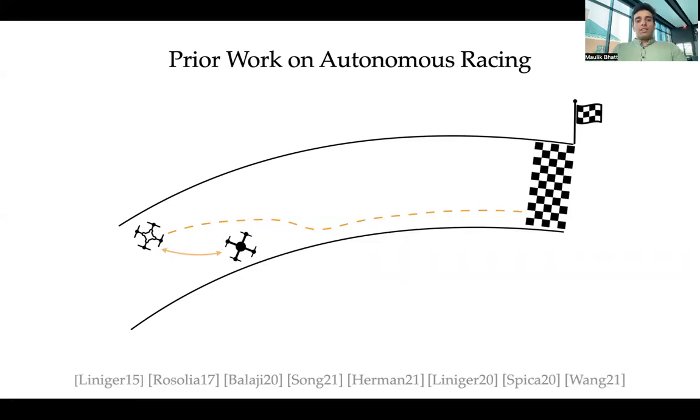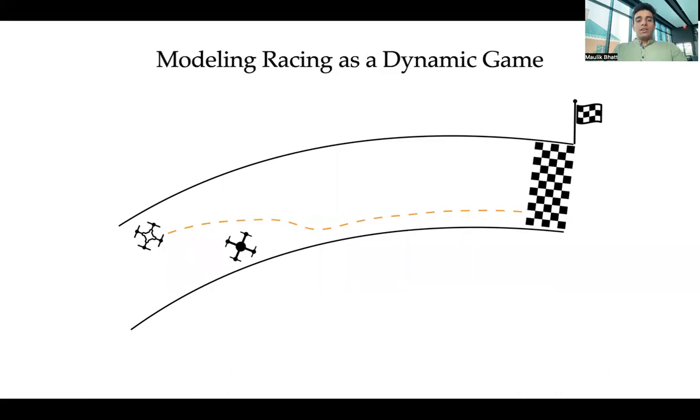One of the recent works in autonomous racing was by Wang in 21, which showed that seeking Nash equilibria using iterated best response resulted in highly efficient trajectories. Taking motivation from all this previous work, we modeled the racing problem as a dynamic game for our work.